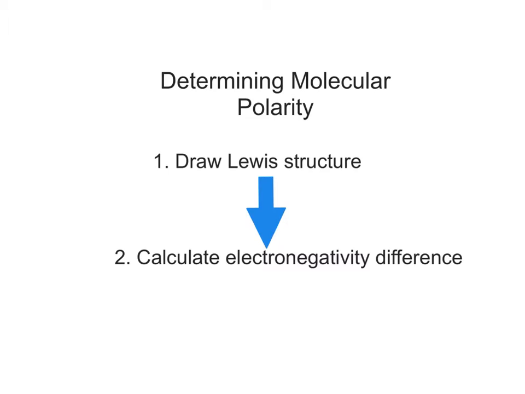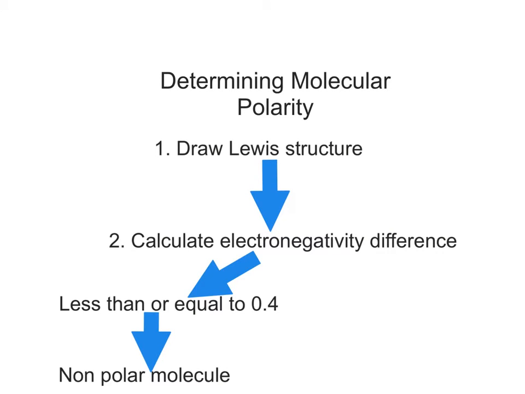After you draw your Lewis structure, you know which atoms are bonded together covalently. This is when you calculate your electronegativity difference as your second step. If you calculate that electronegativity to be less than or equal to 0.4, then you have a nonpolar molecule.